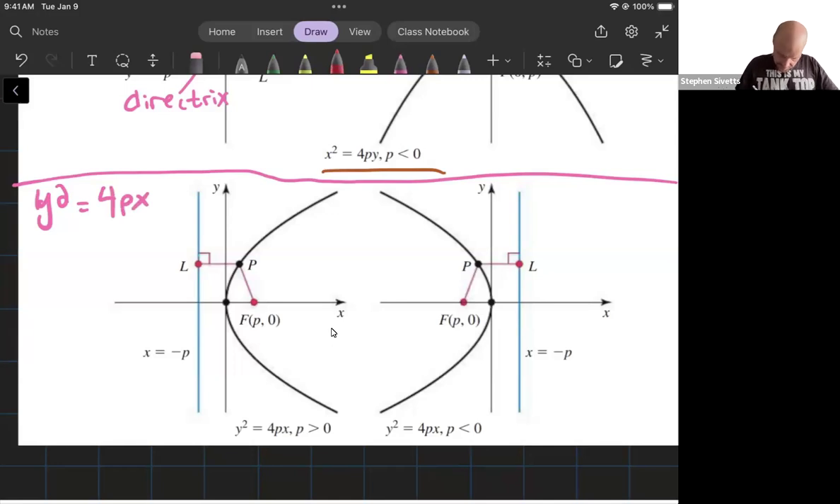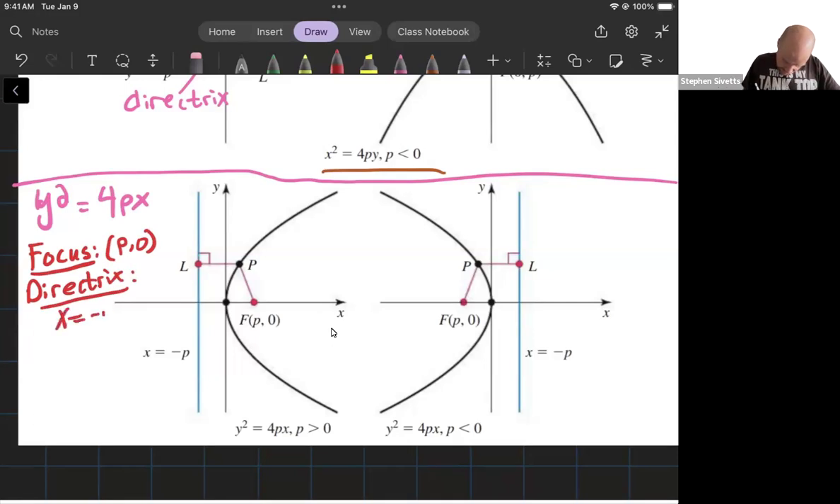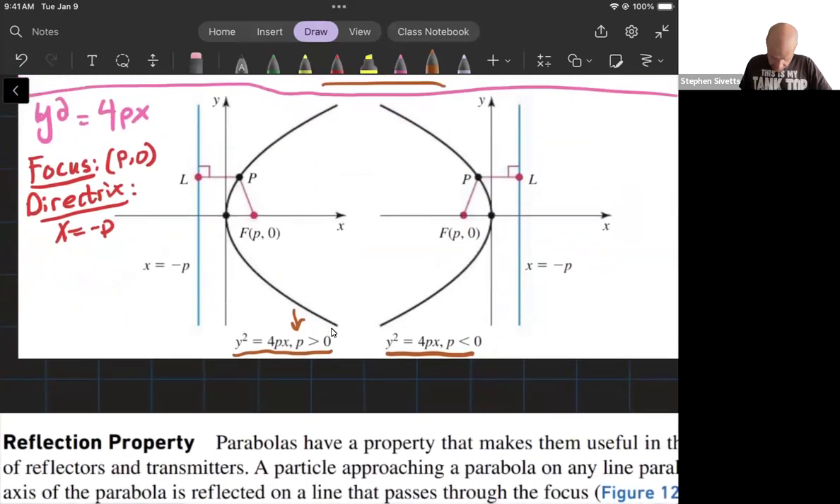The focus and the directrix will be essentially flipped, right? The x and y coordinates of the focus will be flipped. So it'll be (p, 0) here, and then the directrix will be a vertical line, so at x equals minus p, right? Okay, so the parabola will open to the right if the p value is bigger than 0, and the parabola will open to the left if the p value is less than 0.